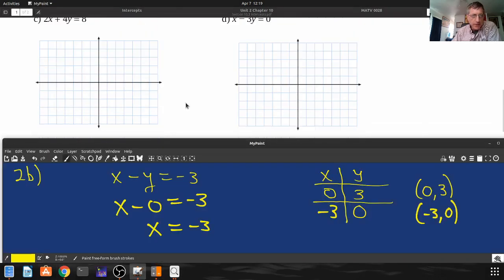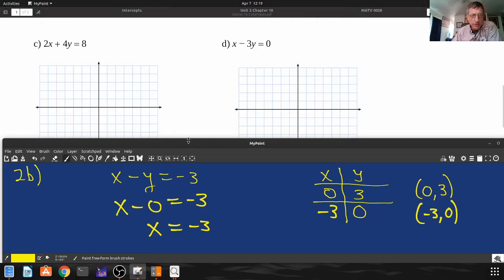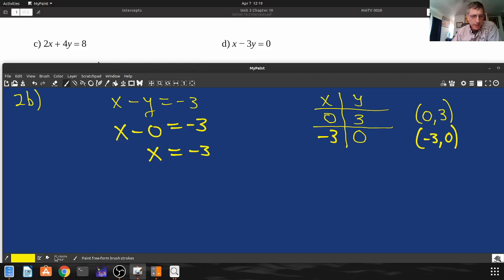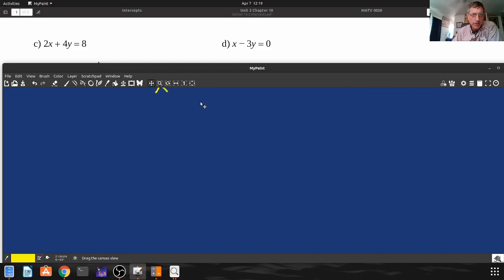So let's do another one. This was a good one for you to try on your own. I would go ahead. It's 2x plus 4y is equal to 8. There's a lot of ways you can do this one, but go ahead and start doing it. Then I will, of course, join you here in just a second when I get my stylus and everything set up.